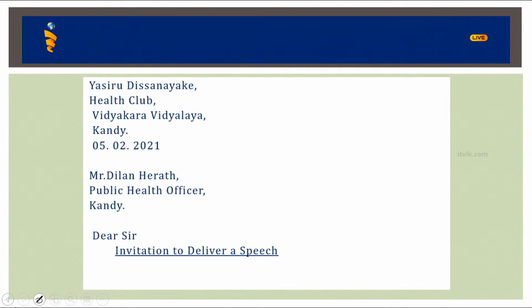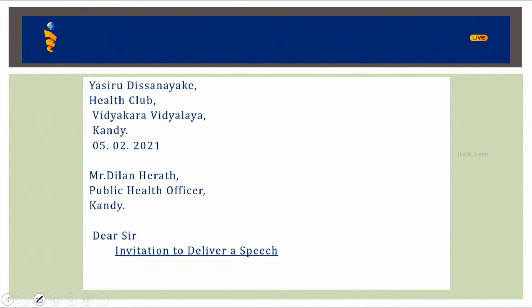See the way I have given the address. Can you remember we talked about the sender's address? There you can write your name, but it is not a must. And something is missing there. Did you notice? Something is missing. Did you notice, children? Yasiru Disanayaka. What is Yasiru Disanayaka? Yes, the secretary. Designation is missing. So you have to include that. Yasiru Disanayaka, secretary, health club, Vidyakara Vidyalaya, Kandy.